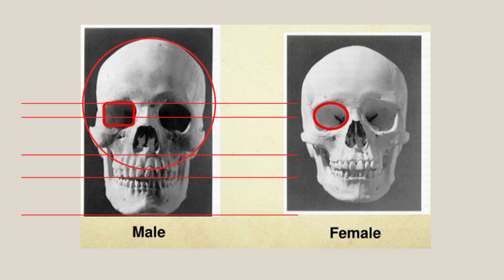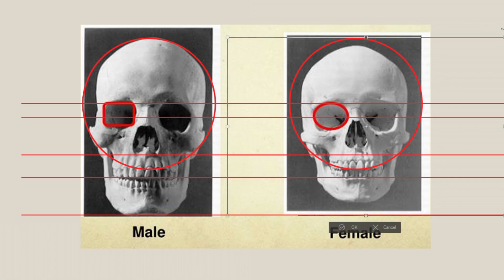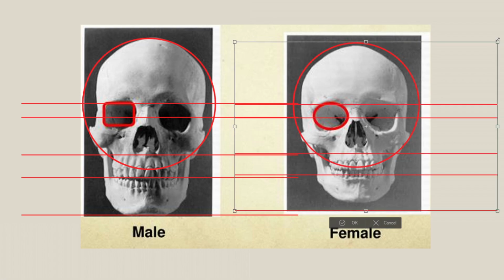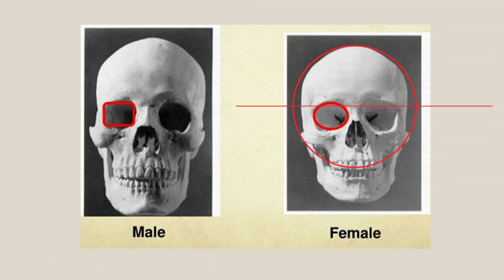I want us to compare these proportions, male to female, and see how they are different. So I'm just going to duplicate and move this circle over, and then resize it a little bit. Female skulls tend to be a little bit smaller than male skulls, so we're going to resize to make it fit a little better and then see where things are landing.